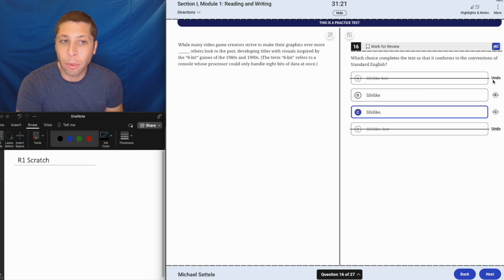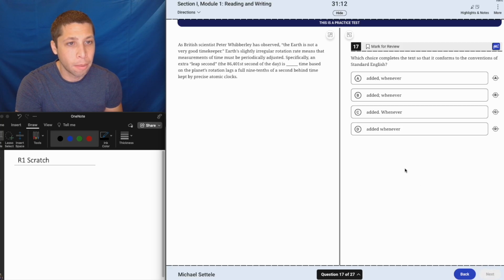We can't put the but. The while is already covering the but, and we need something here because that while starts an intro clause that leads into the main sentence. Others look to the past. Good, easy.